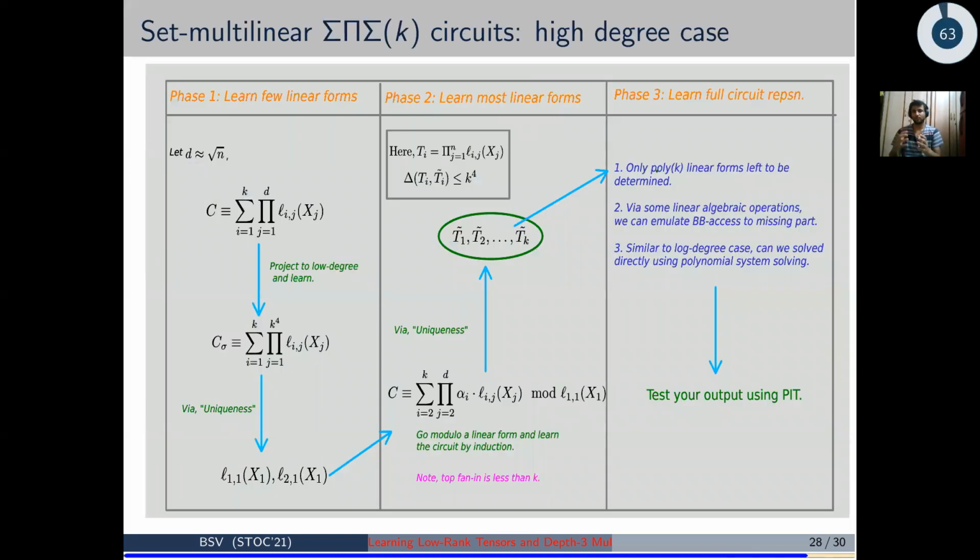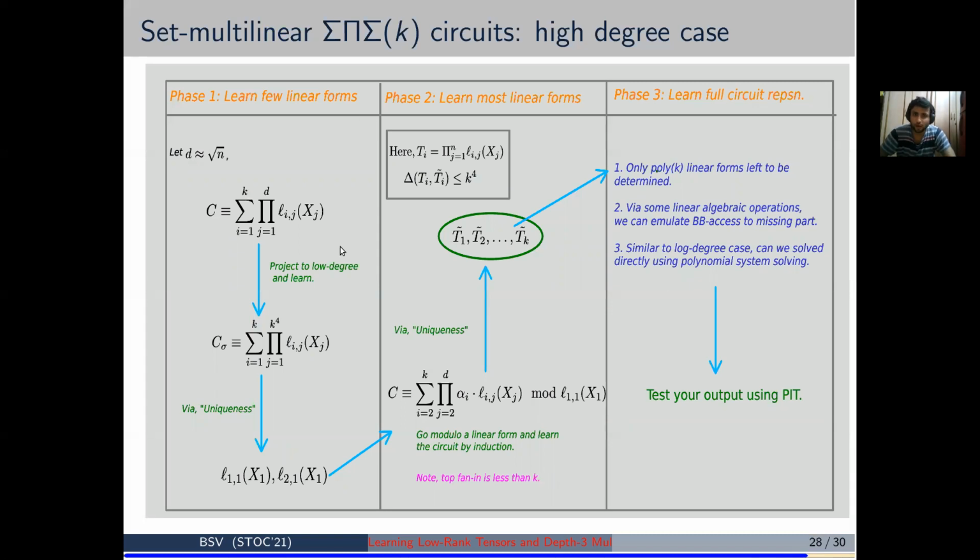Okay, so now with the quote-unquote uniqueness in place, let's see how we can approach this high degree question. That is the question of learning set-multilinear circuits in the high degree regime, which corresponds to learning or decomposing tensors when the dimension is really large. So think of the dimension as square root n. It doesn't really matter, but just to think of it. Our algorithm is in three phases. Let me describe phase one first.